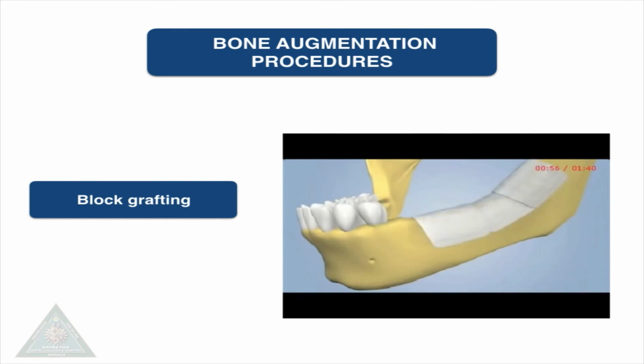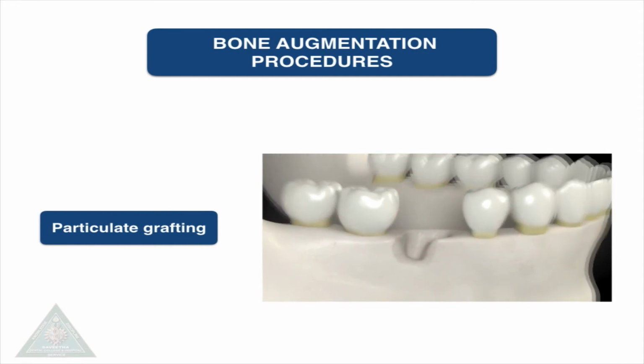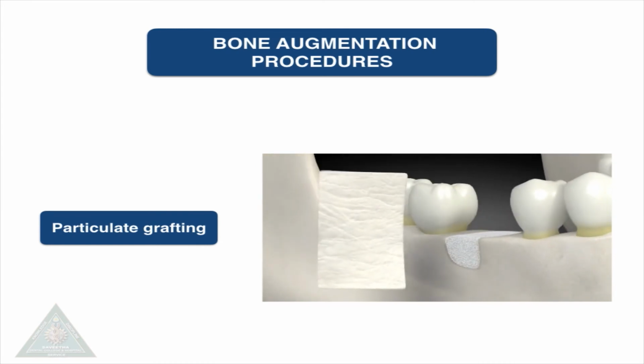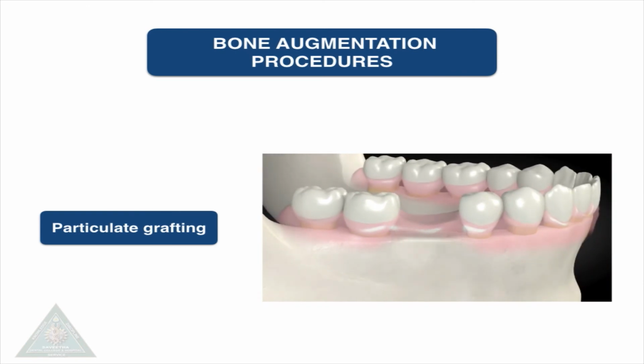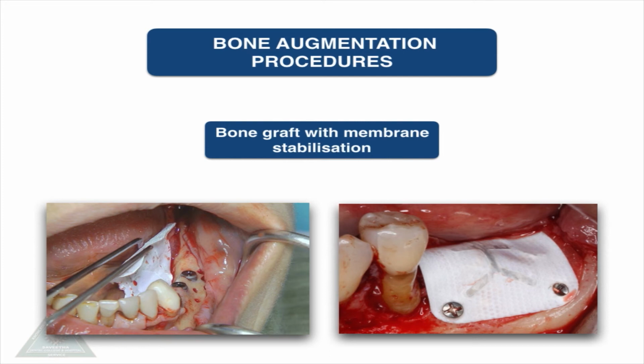And these can be stabilized with membrane stabilization. The next is particulate grafting. In the particulate type of bone grafting, bone is crushed into small particles, mixed with blood and placed in the defect, and it can be stabilized with a membrane. Next is the bone graft with membrane stabilization. In this procedure, we can use a block graft or a particulate graft which is stabilized with the membrane.